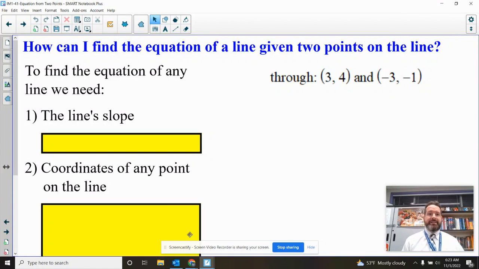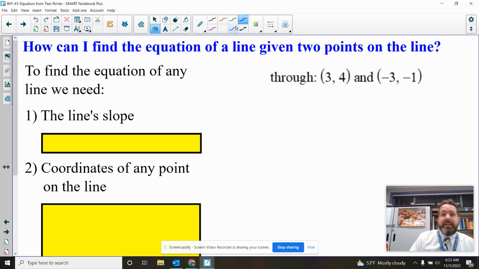Our goal in this lesson is to get the equation of a line given 2 points on the line. To use them, we have to know what it is we're trying to find. So for any line, you need 2 pieces of information. One of those is a point on the line. The second piece of information you would need then is the rate of change.